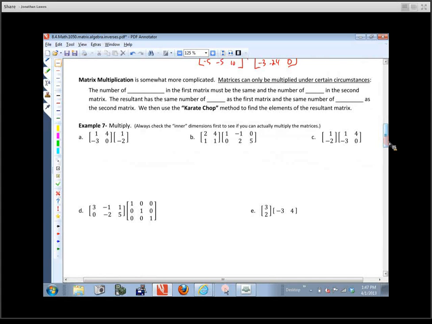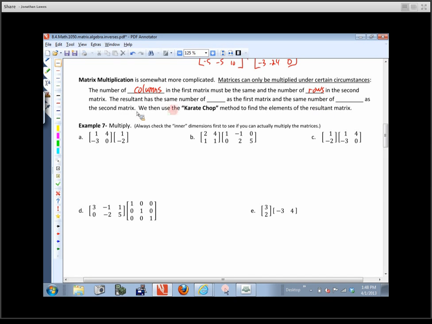The dimensions of the matrix have a large role to play, and it seems a little bit weird the way this works out, but this is how we multiply these together. Okay, so here's what we've got to check. The number of columns in the first matrix must be the same as the number of rows in the second matrix. That's the first thing we have to check.